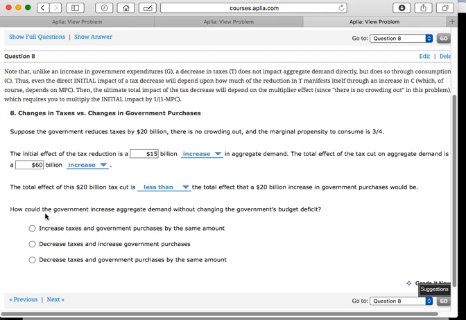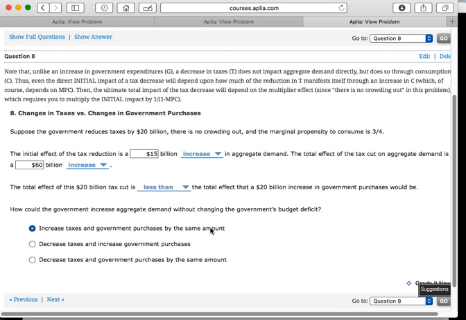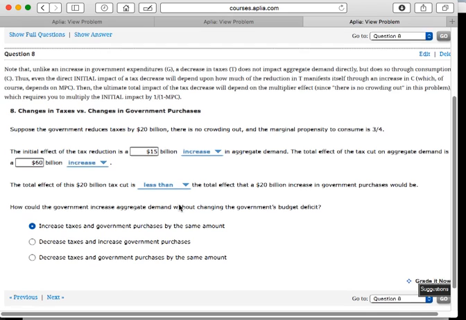So what it's saying is, how could the government increase aggregate demand without changing the government's budget deficit? Well, if they increase spending and taxes by the same amount, right? If you increase taxes and government purchases by the same amount, the impact on aggregate demand of the increase in government purchases will be larger than the impact on aggregate demand of increased taxes. Okay? And so this is a way that the government can increase aggregate demand without changing the government's budget deficit. And so that's the answer to question 8.